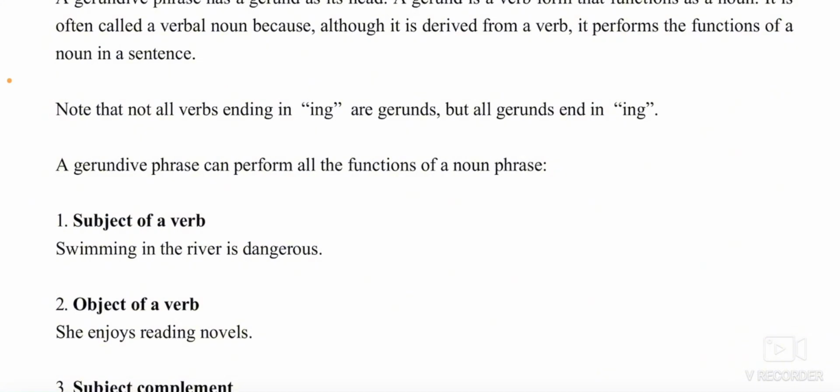So swimming in the river is the gerundive phrase in that line. But if you say only swimming is dangerous, that is only a gerund, not a gerundive phrase. So you have to understand that very well.